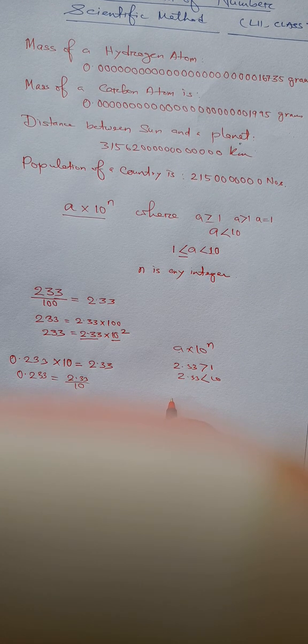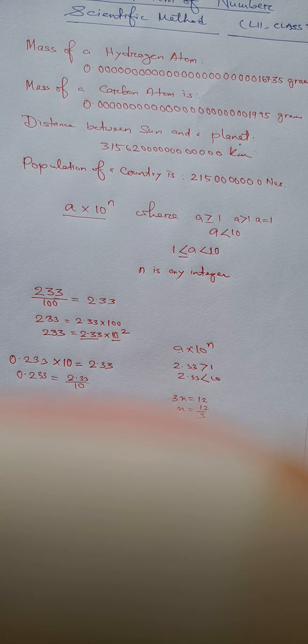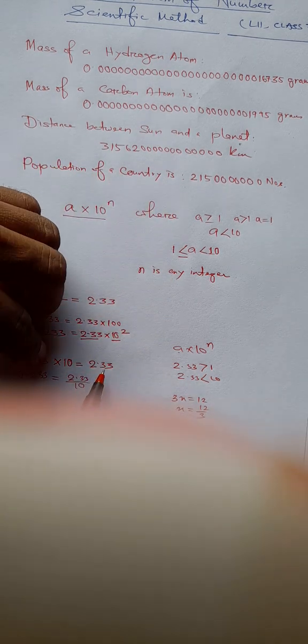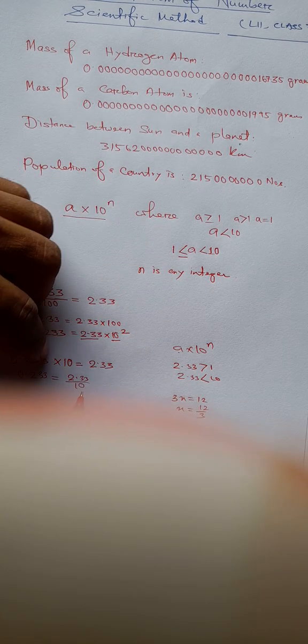Just like a linear equation. 3x equals, suppose, 12. What is x? x equals 12 by 3. The product of these two numbers is this, so one number equals the product divided by the other number.